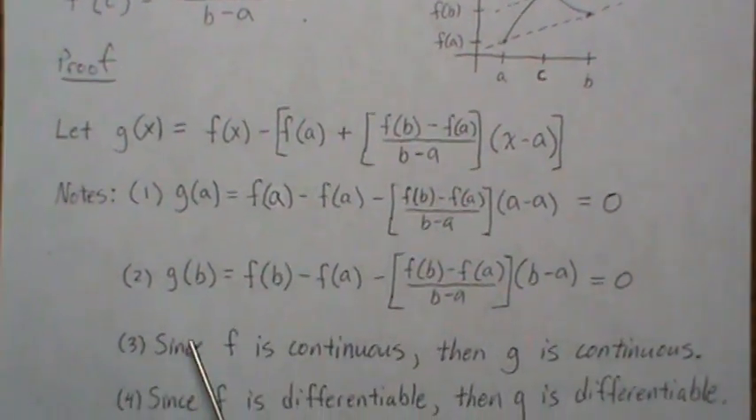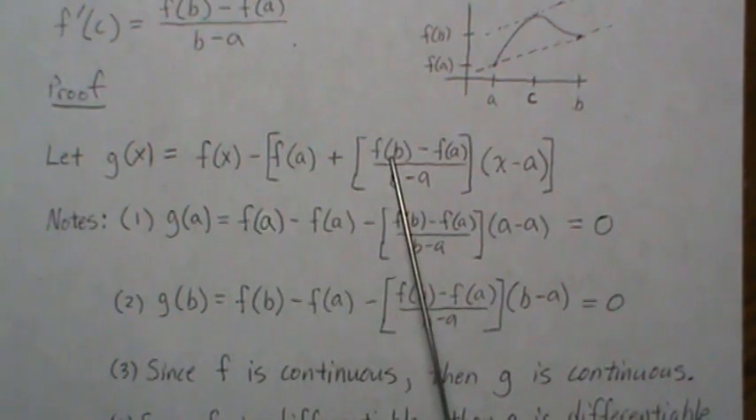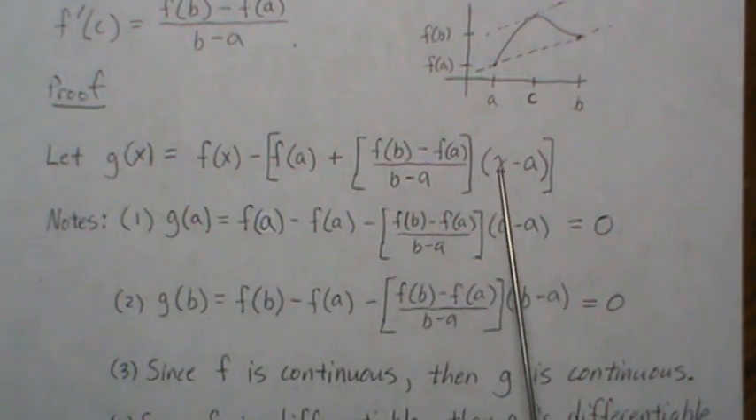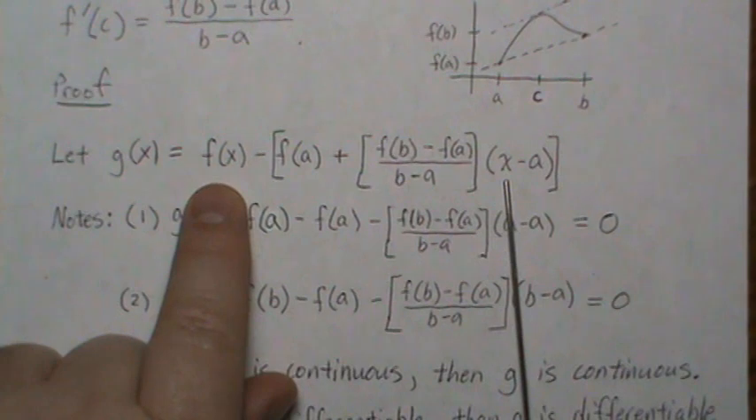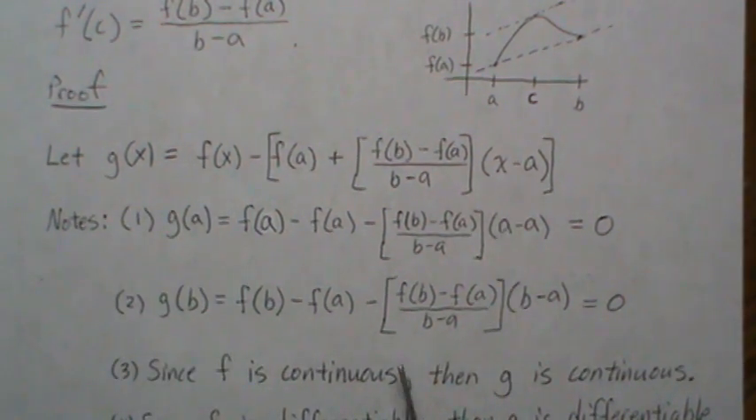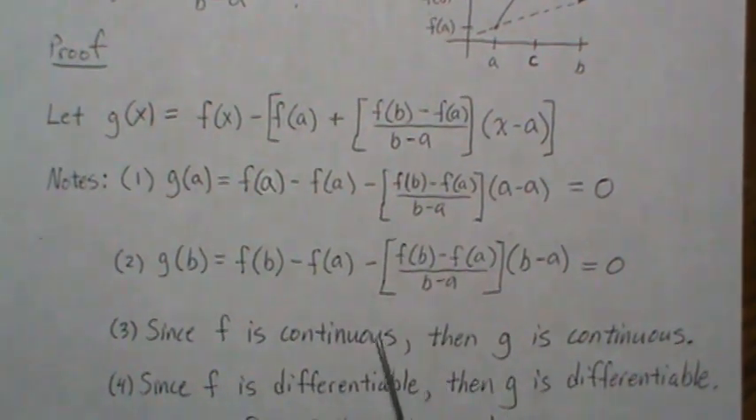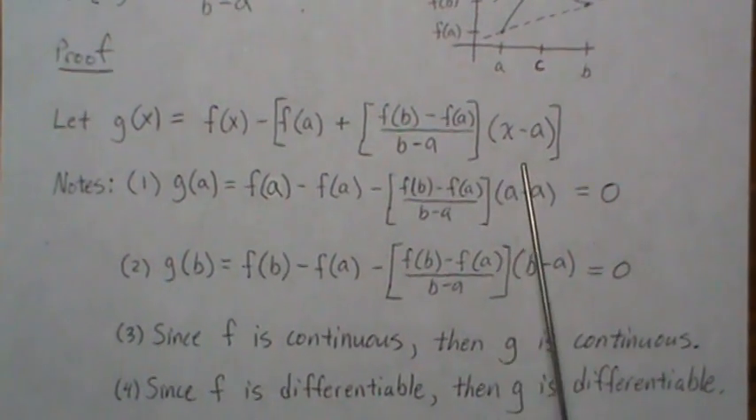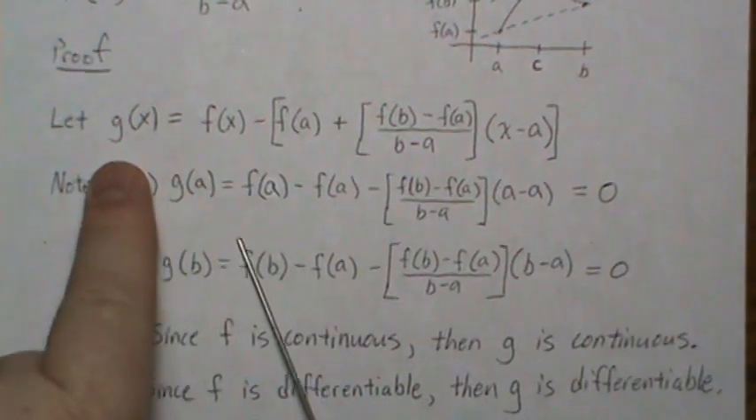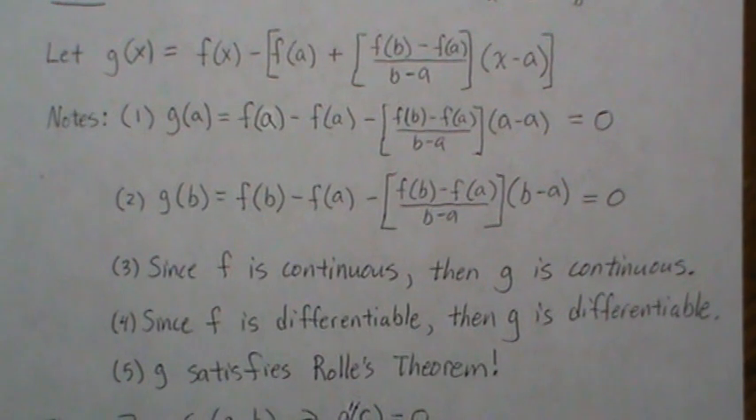Now note that f is continuous, that's part of the assumption. And look, that's a constant. Here's the only other function, and x is continuous, so the addition of two continuous functions is continuous, so g of x is continuous, right? And the same way with differentiable functions. We're assuming that f is differentiable, and we know x is differentiable, and these are all constants. So the addition of differentiable functions is differentiable. So g is differentiable. Now g satisfies Rolle's theorem.